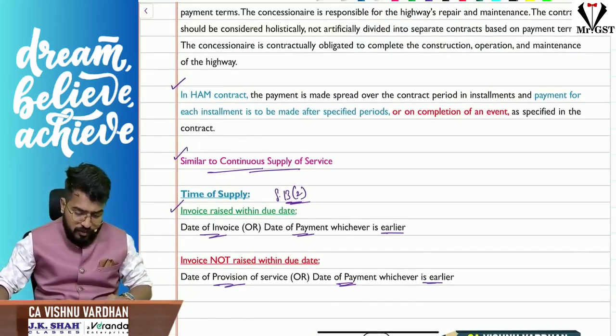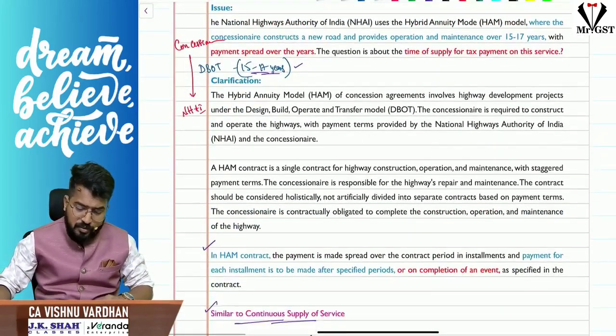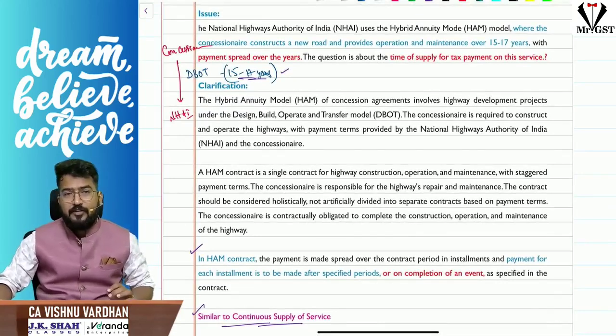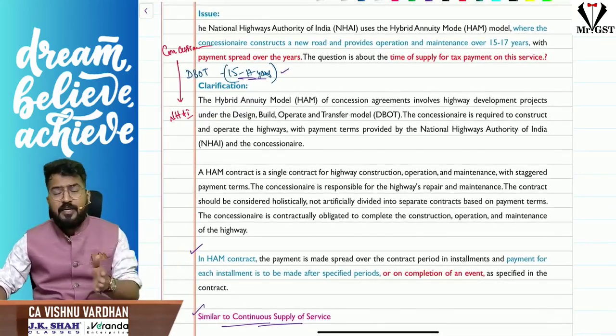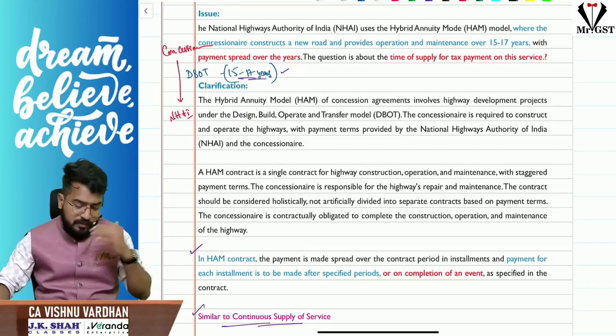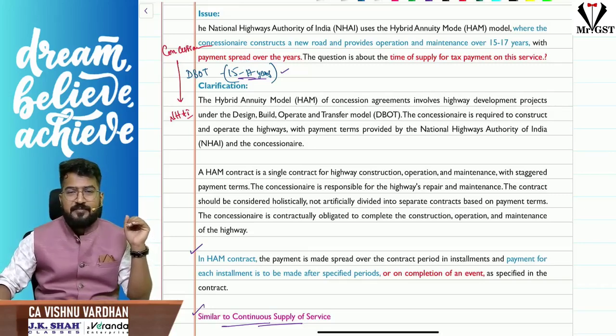So that is all about this clarification regarding services provided by concessionaries under the hybrid annuity model to the National Highway Authority of India, where they are designing, building, operating and transferring those roads to the government, which is spread across a period of 15 to 17 years.